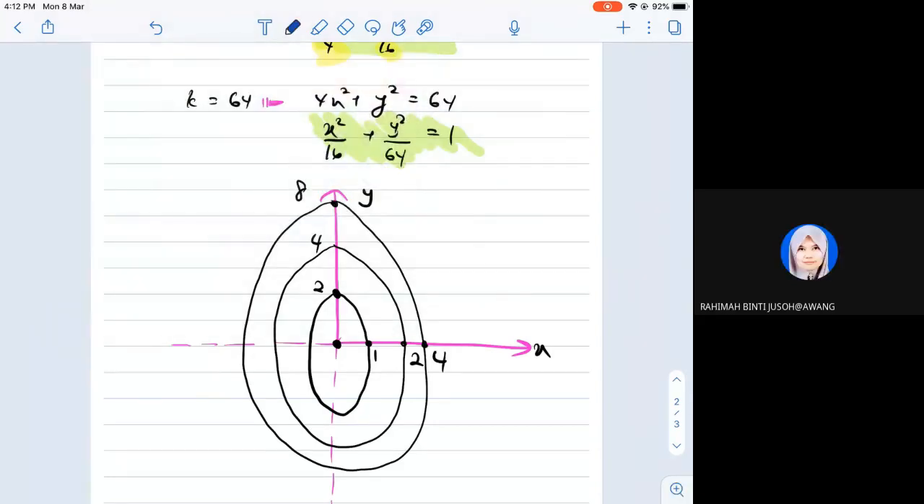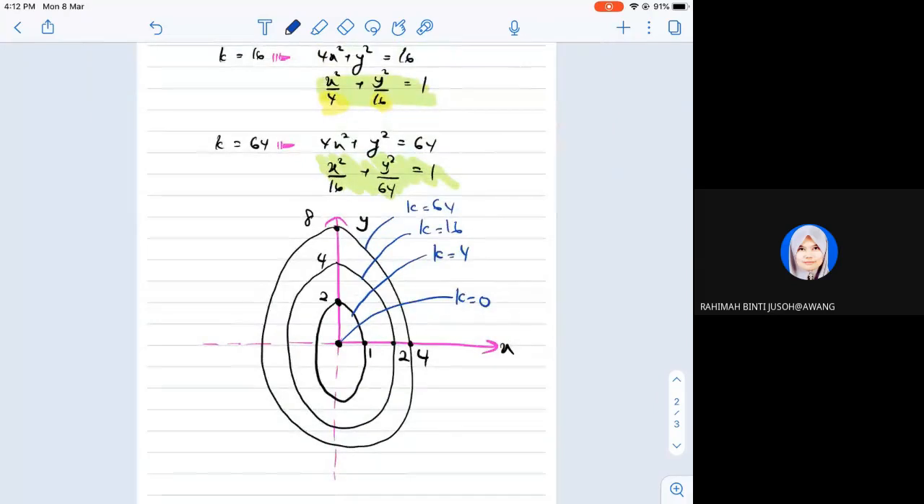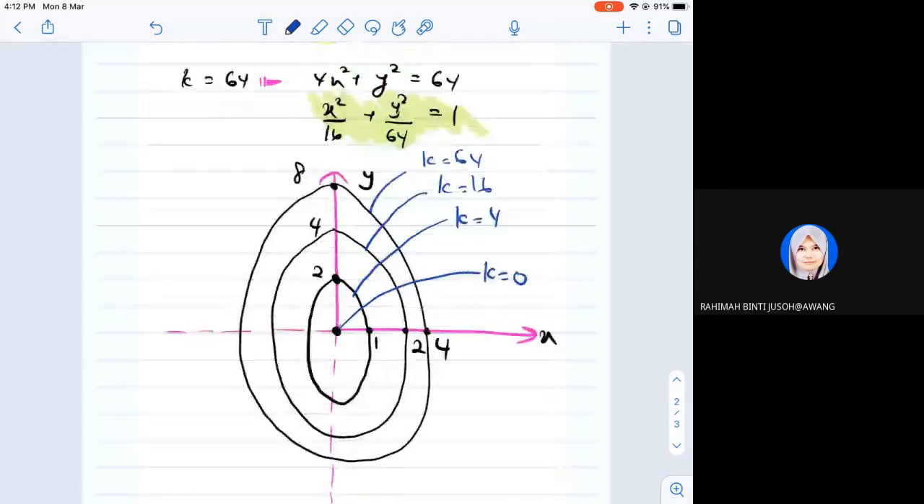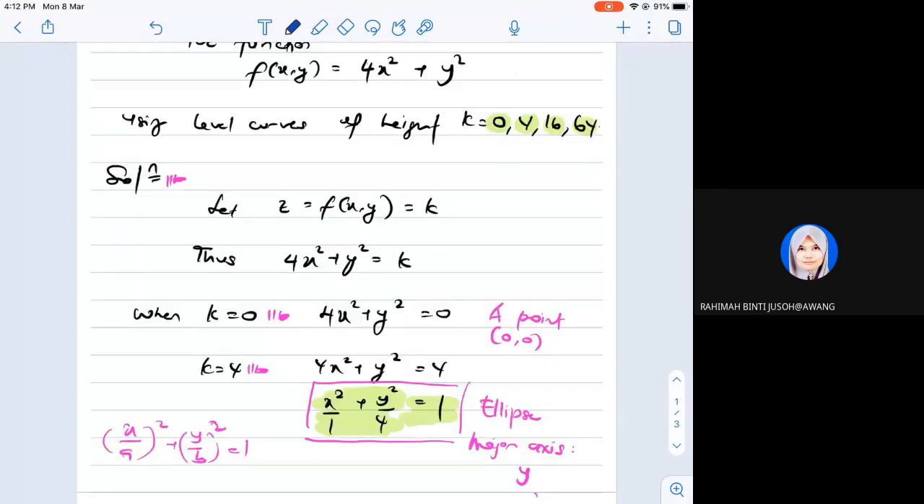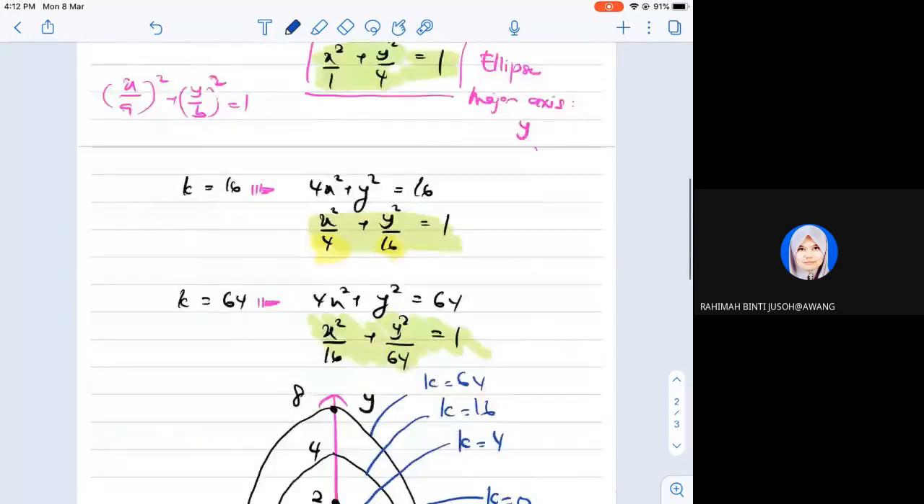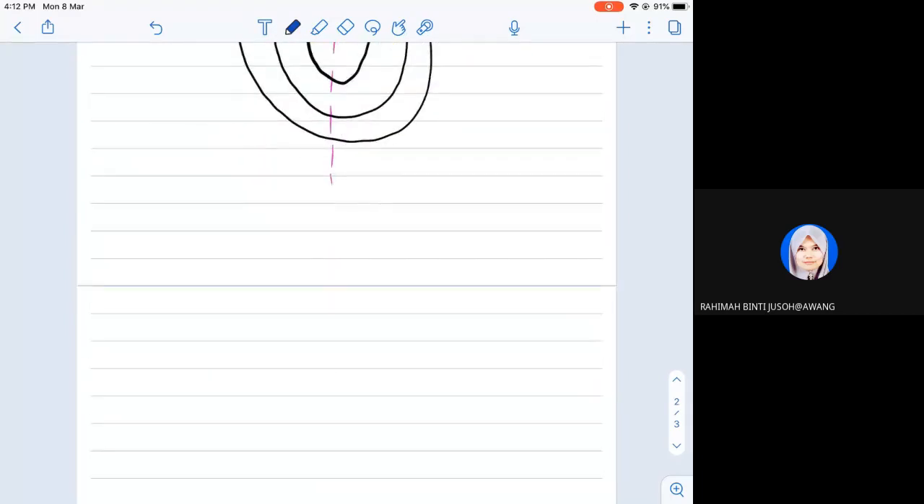So these are the values of k when k equals to 0. And then this is when k equals to 4. And this is when k equals to 16. And the last one, k equals to 64. Okay, so that's it. That's the answer for this question. This type of curves, we have quadratic equations here. Okay, next I'm going to show you second example.